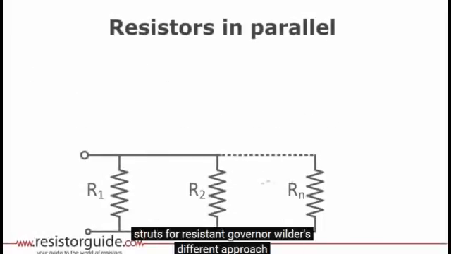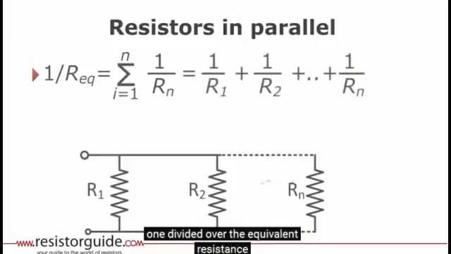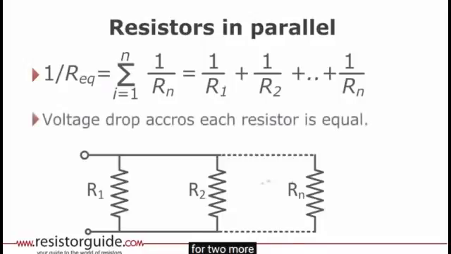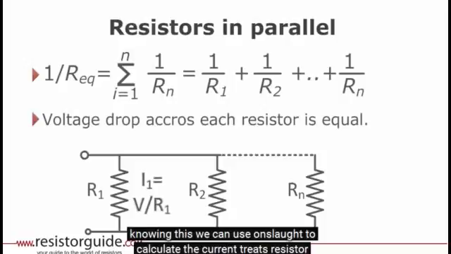For resistors in parallel, there is a different approach. Here, the inverse of the equivalent resistance is equal to the sum of the inverse of every individual resistor in parallel. So, 1 divided over the equivalent resistance is equal to 1 divided over R1 plus 1 over R2 until 1 over Rn. Furthermore, for a parallel circuit, the voltage drop across each resistor is equal. Knowing this, we can use Ohm's law to calculate the current through each resistor.